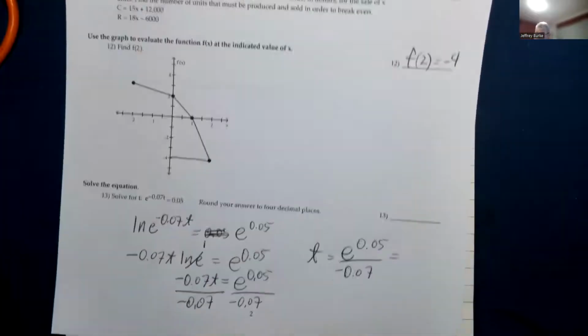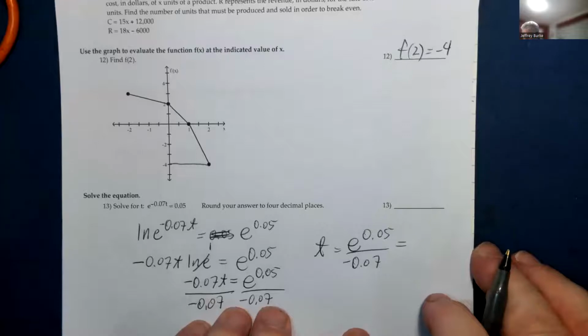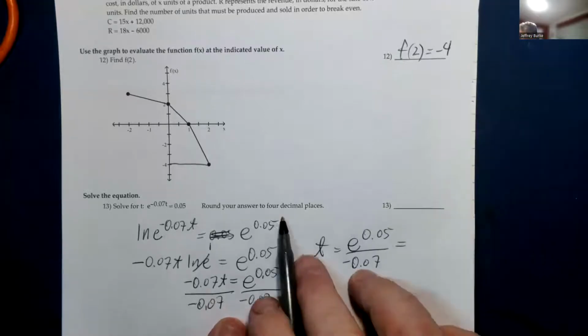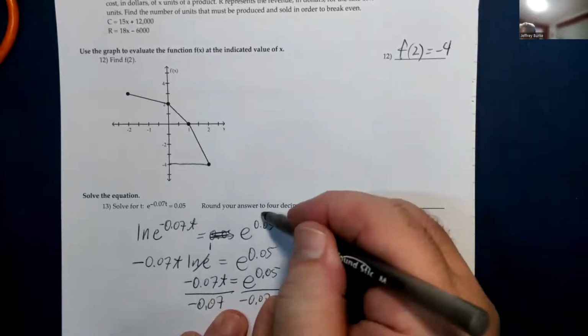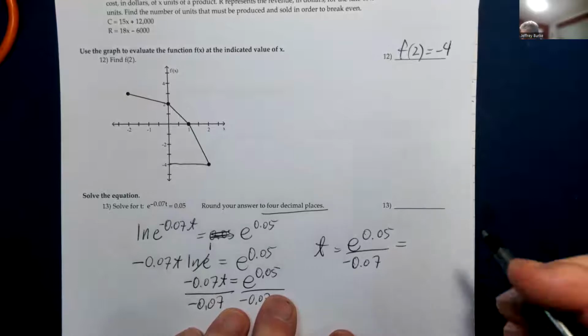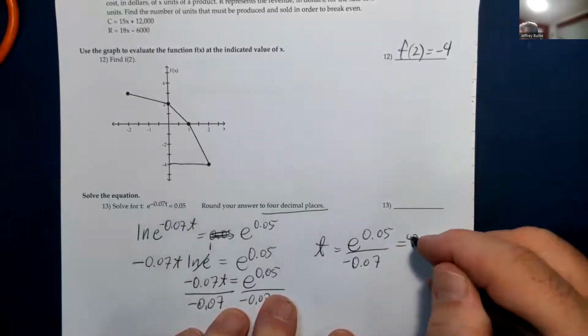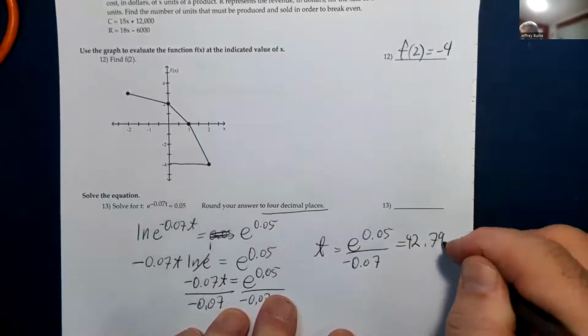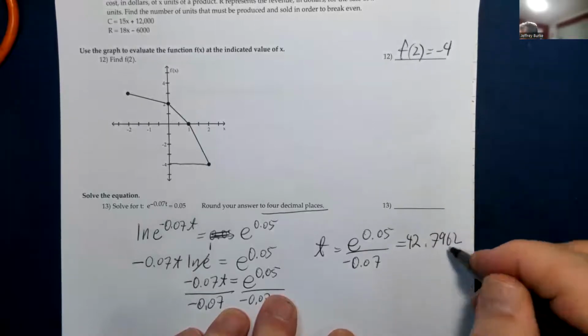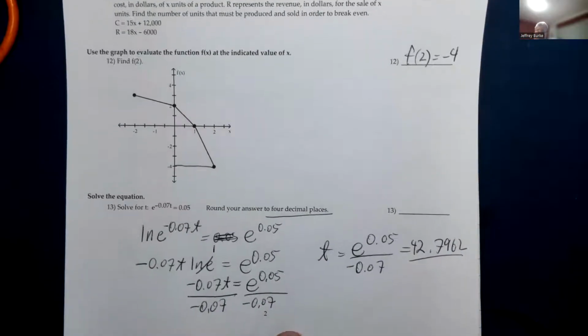And all this should be doable on your calculator. For question 13, write this to 4 decimal places as requested, so make sure to follow this. If you don't follow the decimal places, it's a point off, out of 5. So just be careful. This is all going to be equal to 42.7962. And that's going to be the value of t in the function for question 13.